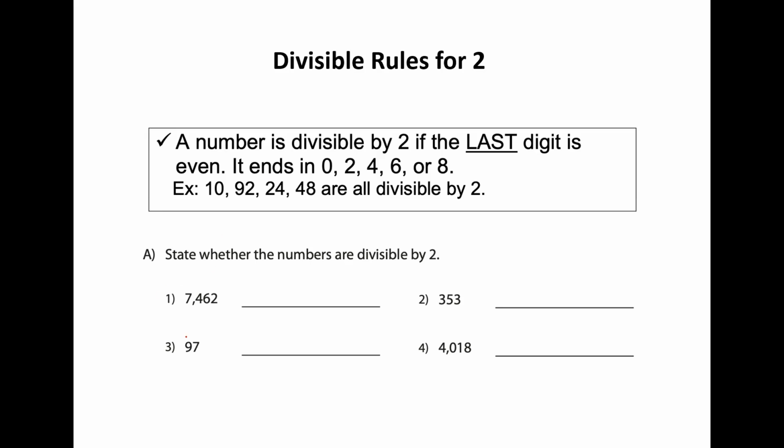So in this case, 7,462, it's a big number, but since we know that it ends in 2, which is an even number, we can say yes, it can be divided by 2, or it is divisible by 2. 353, because it ends in 3, we're going to say no, it is not divisible by 2. 97, because it ends in 7, which is an odd number, we're going to say no, it's not divisible by 2. And 4018, since 8 is an even number, this number is divisible by 2. So I'm going to say yes, you can divide it by 2 and get a nice number of no remainder.